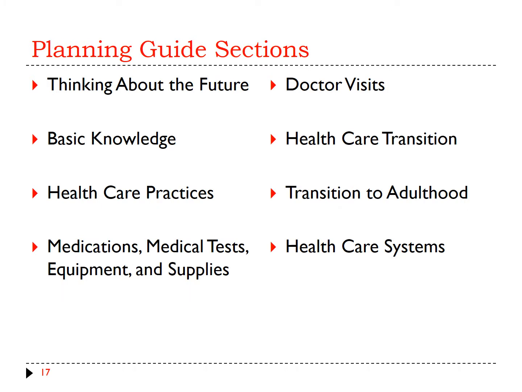Thinking about the future asks a series of yes and no questions and has checkboxes. This information provides youth and families with a context for healthcare transition. Questions are grouped under the headings of school and work, living arrangements, and planning. Pages 23 through 27 of the guide provide worksheets on healthcare independence using the remaining 7 areas of healthcare transition.